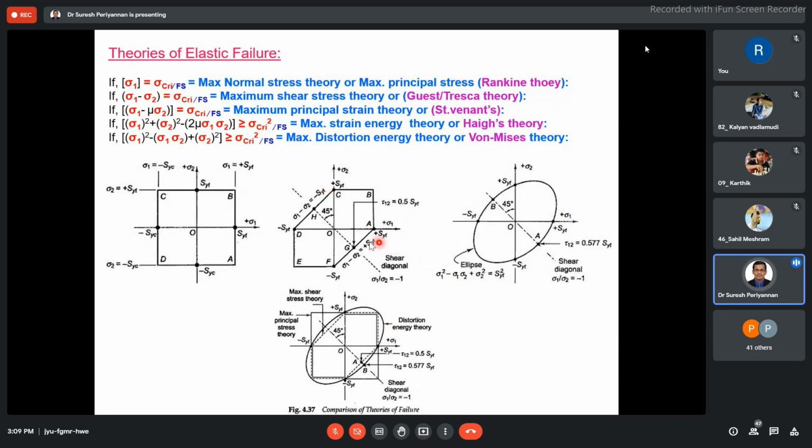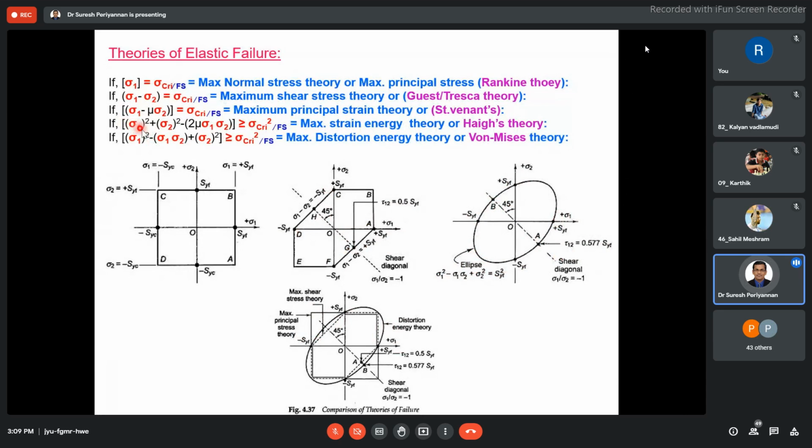Now, this is a comparison between all these theories. The first one is maximum normal stress theory, the second one is maximum shear stress theory, and the third one is the distortion energy theory. Based on this, we are going to discuss other theories: the maximum principal strain theory and the maximum strain energy theory. If you understand these three theories, you can easily understand these two theories. Mostly we are going to concentrate on these theories only. See the formula, see the derivation here, see the formula here.